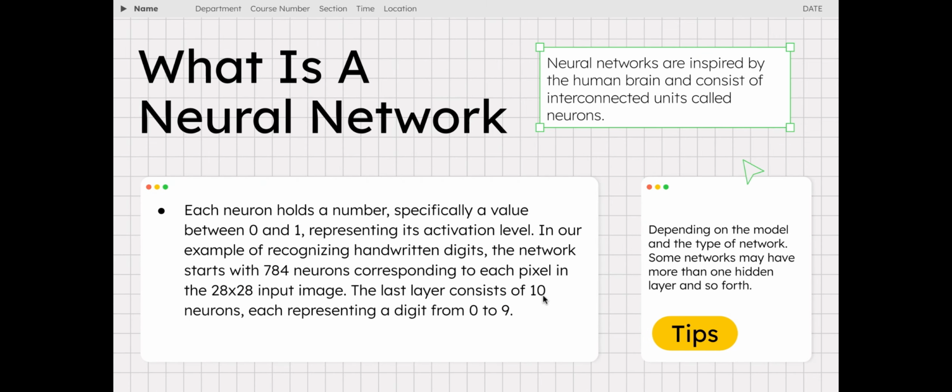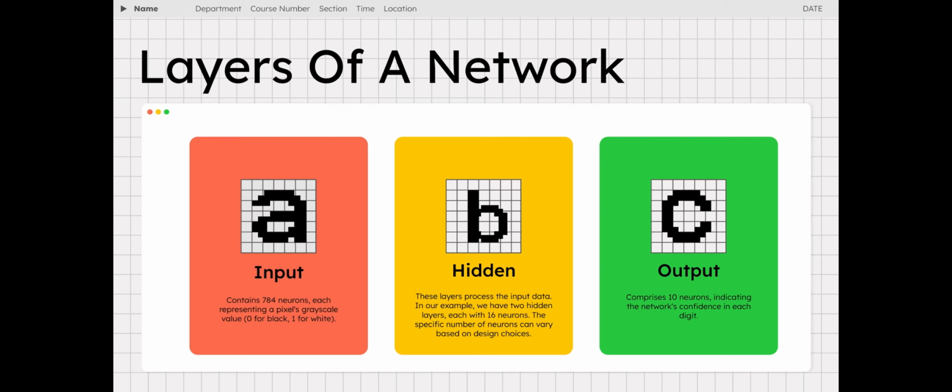The layers of a network consist of the input, a hidden layer, and the output. In our example, the input layer holds 784 neurons, each representing a pixel grayscale value between 0 and 1. The hidden layers have 16 neurons each, and the output consists of 10 neurons.